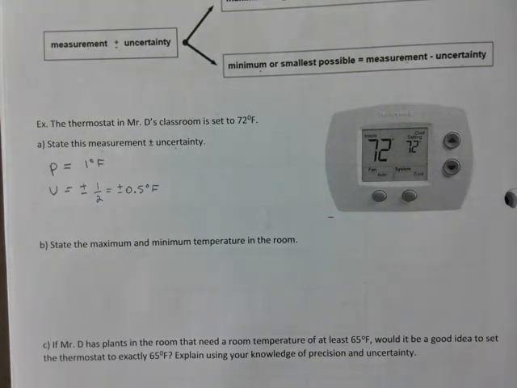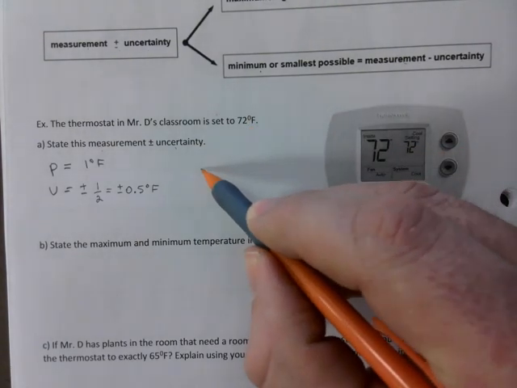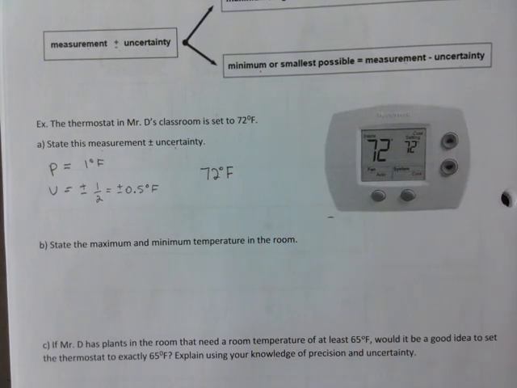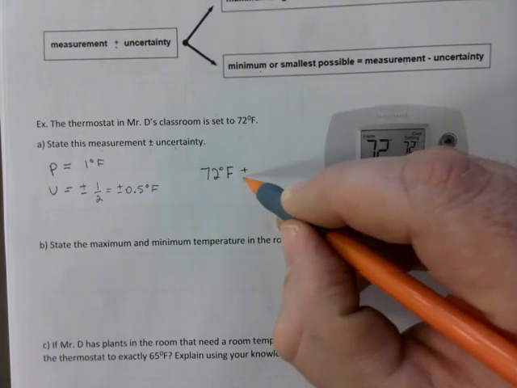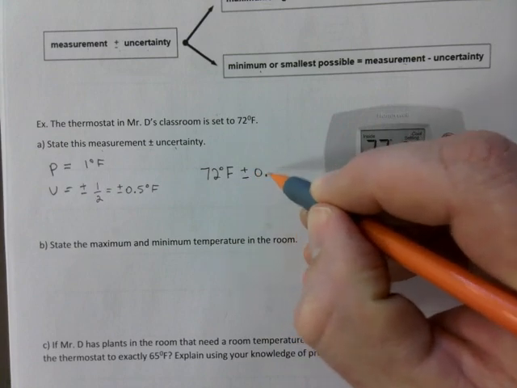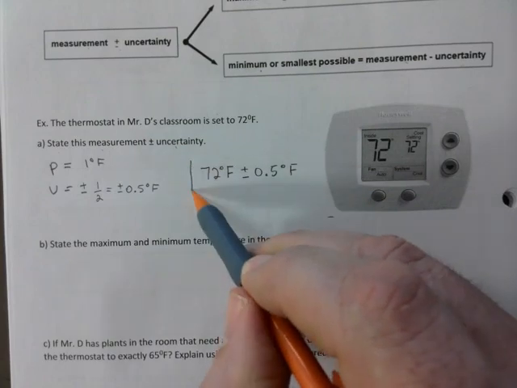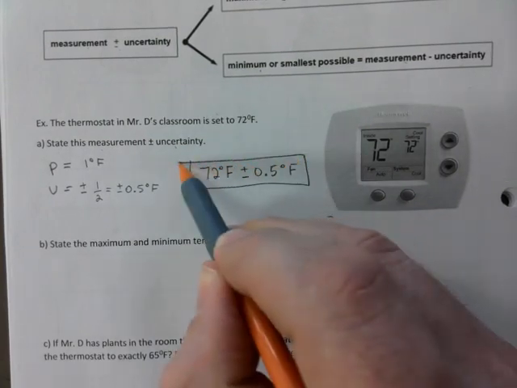Now put the puzzle together. We go back to 72. Put units everywhere. It doesn't hurt. Plus or minus 0.5 degrees Fahrenheit. Bingo. You've done what they asked you to do.